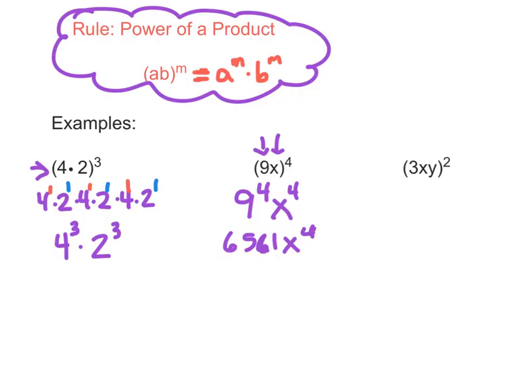And this last one, we have 3 times x times y, all raised to the 2nd power. This time we have 3 different things being multiplied together, a product of 3 terms there. And so all of them need to be raised to the 2nd power. So even the 3 in the front, which sometimes people forget: 3 gets raised to the 2nd power, x gets raised to the 2nd power, and y gets raised to the 2nd power. 3 squared is 9, x squared, y squared. And those are our first 3 power rules.